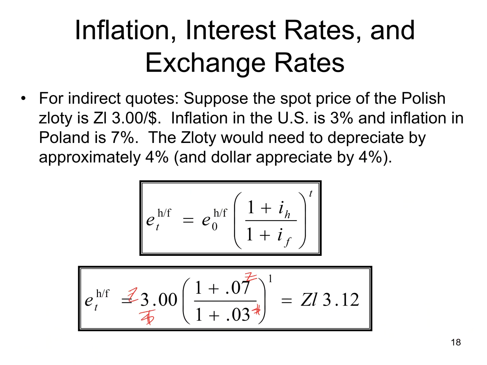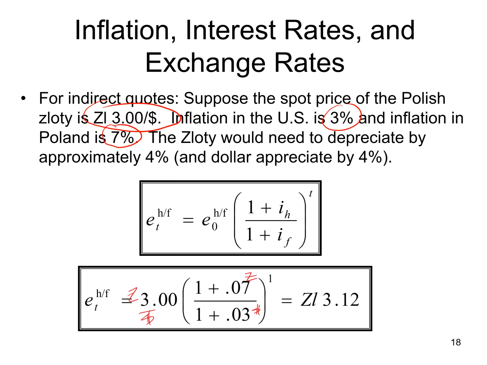All right, let's do an indirect quote. Suppose the Polish zloty is quoted in indirect terms at 3 zloty per dollar. Inflation in the US is 3%, and inflation in Poland is 7%. So what's happening is US goods are getting 4% cheaper, or Polish goods are getting 7% more expensive. So how would the exchange rate adjust to eliminate that differential?